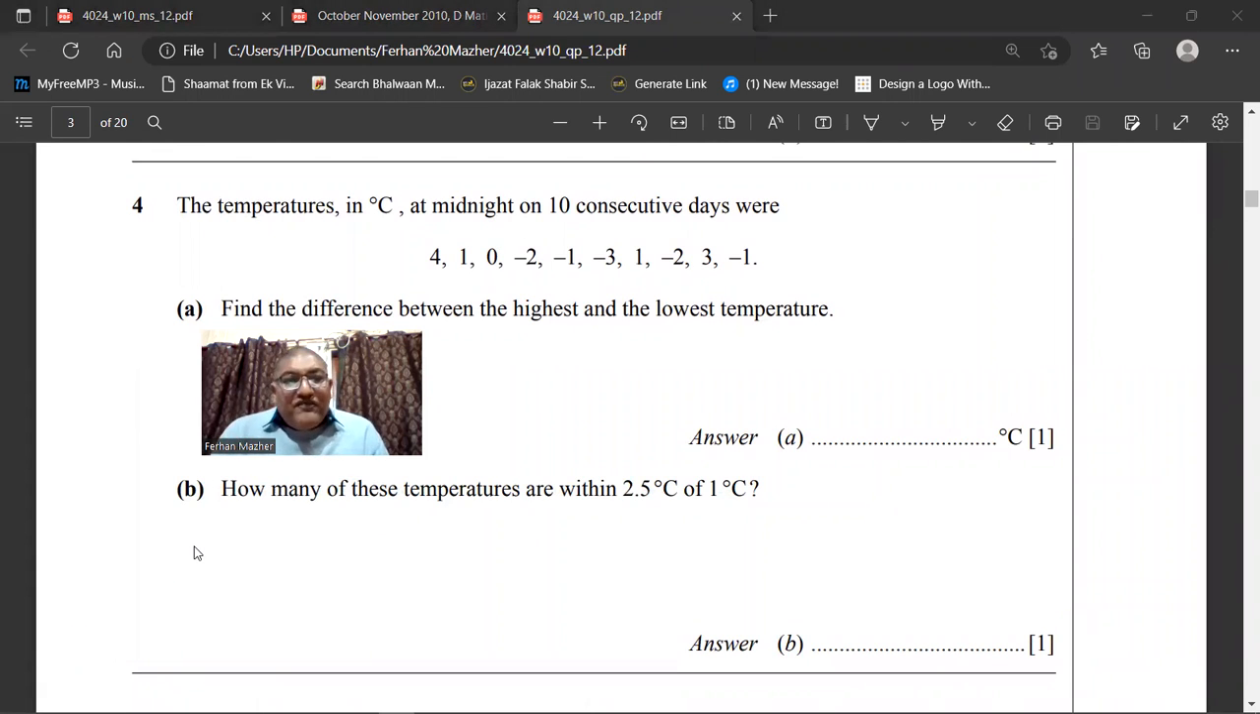Now we are on the question number 4. It's A part. He says the temperatures in degrees centigrade at midnight on 10 consecutive days were 4, 1, 0, -2, -1, -3, 1, -2, 3, -1. Find the difference between the highest and the lowest temperature. So the highest temperature here is 4, and the lowest temperature here is -3.